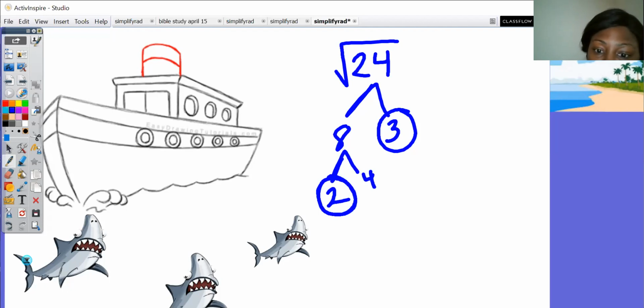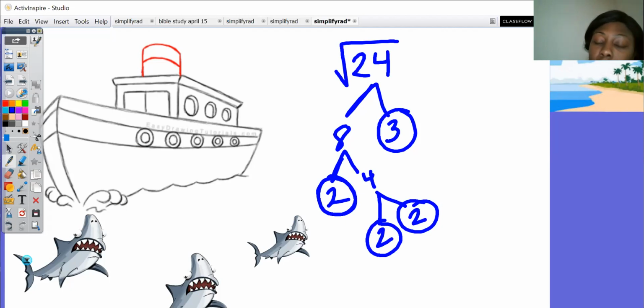2 circled, but the 4, we break that down to a 2 times 2. Circle those 2s because those 2s are prime factors, meaning that it cannot break down any further unless we use a 1, and we're not using 1s. So notice what we have. We have a 3, so I'm going to put it in the boat. This is the radical boat.